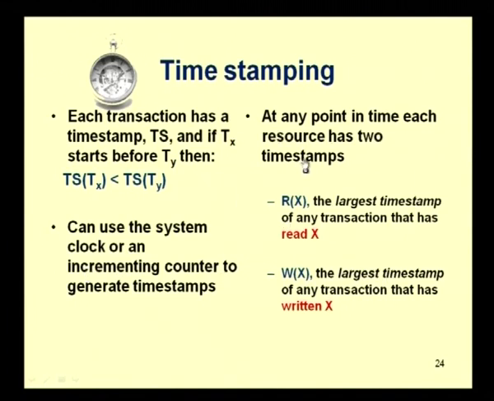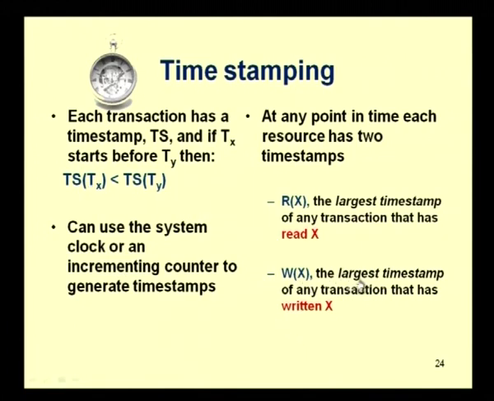Now, at any point in time, a resource is also associated with a timestamp. What is this resource timestamp? R of X means the largest timestamp of any transaction that has read X. So this R of X will be equal to one of the timestamps associated with a transaction, but that transaction should have been the largest timestamp that has read X.